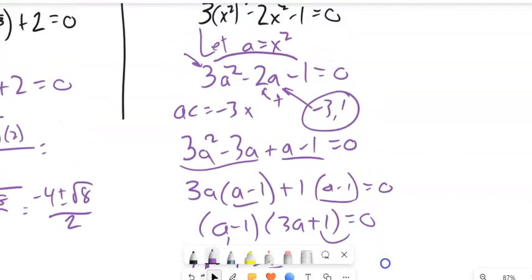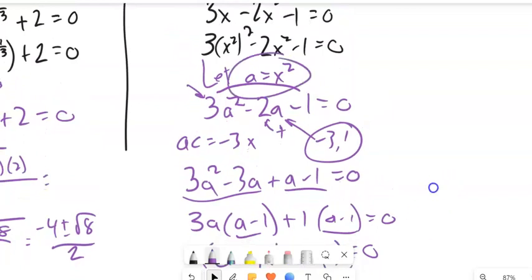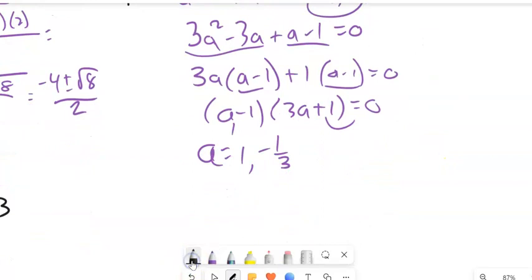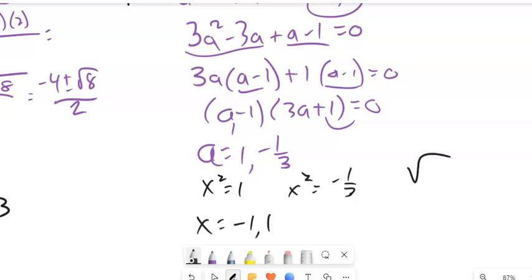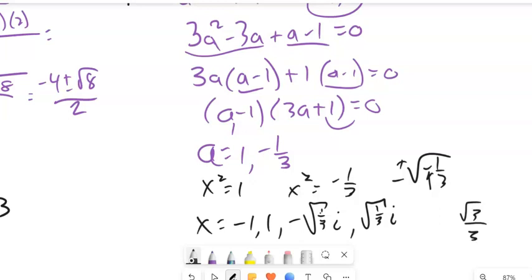But I'm not solving for a, I'm solving for x. And I let a equal x squared. So I'm going to substitute that x squared back in. So x squared equals 1, and x squared equals negative 1/3. So square root of 1, and I have a plus or minus. So this is going to give me negative 1 and 1. If I take the square root of negative 1/3, that's going to give me an i. So how about I just say negative root 1/3 i, and positive root 1/3 i. And I'm okay with leaving it in that form. The answer book might write something like root 3 over 3 i, which is equivalent. But this answer is good.